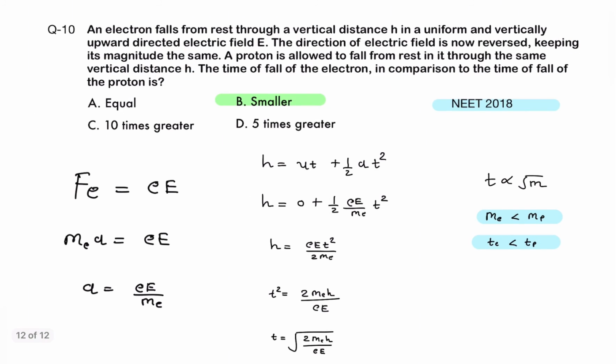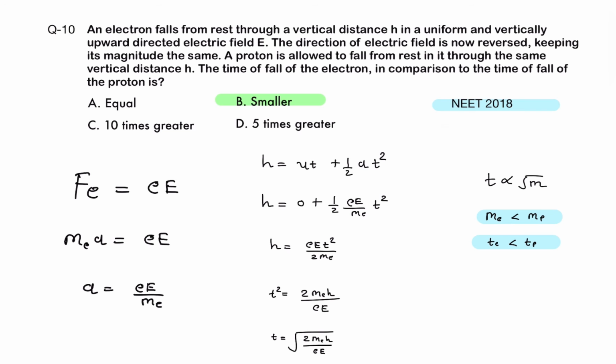Question number 10. An electron falls through a vertical distance h in a uniform and vertically upward directed electric field. The direction of electric field is now reversed, keeping its magnitude the same. A proton is allowed to fall from rest in it through the same vertical distance h. The time of fall of electron in comparison to time of fall of proton is. That was asked in NEET 2018.